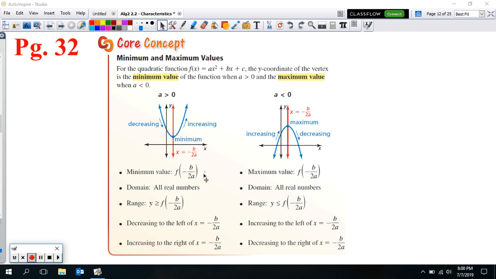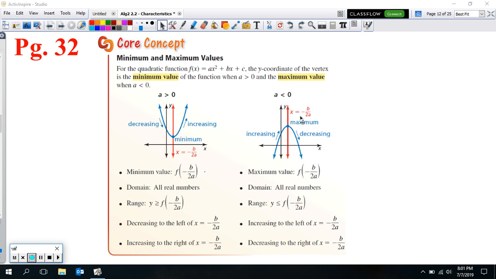A maximum or minimum value, as you can see on the diagrams here, is the highest or the lowest point, which is always where the vertex is. When it's opening up, it's going to be a minimum, and when it's opening down, that's the highest point, which would be a maximum. So it's lowest when it opens up, highest when it opens down. It's the same point, whatever the vertex is, but we call it a minimum when it's opening up or a maximum when it's opening down.